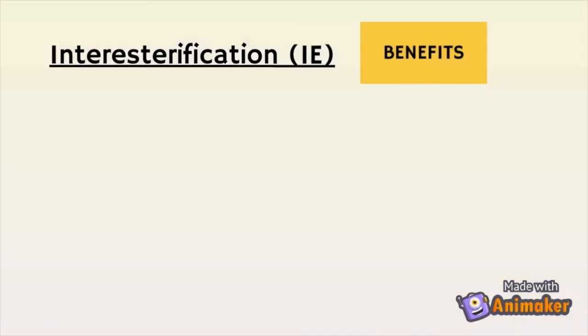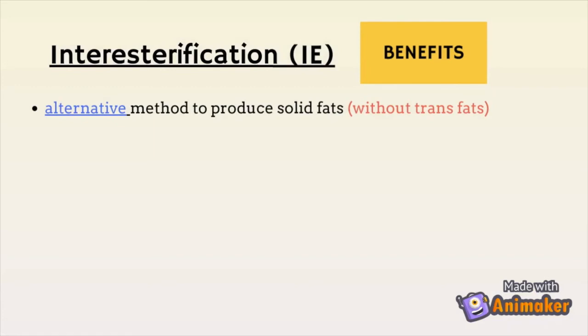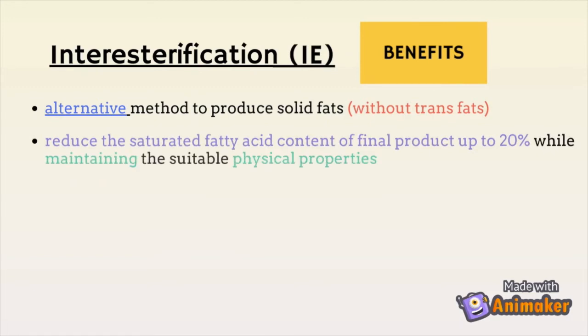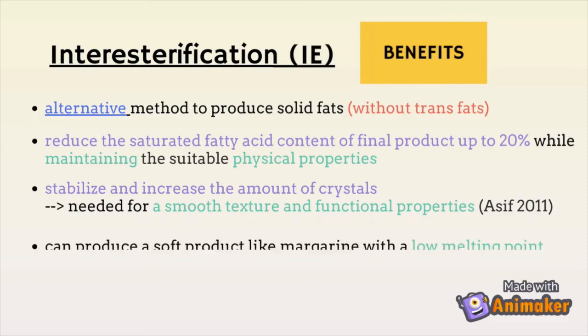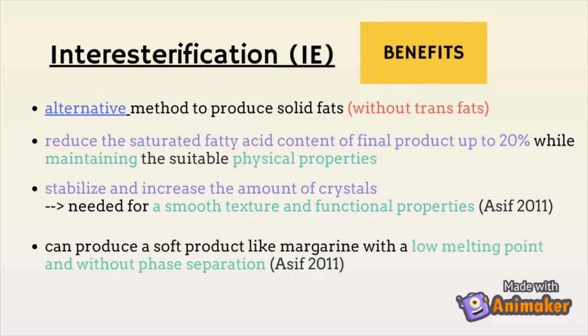Inter-esterification is an alternative method of producing solid fat that does not generate trans fatty acid. It can reduce the saturated fatty acid content of the final product by up to 20% while maintaining suitable physical properties. It helps stabilize and increase the amount of crystals which are needed for smooth textures and functional properties. A softer product like margarine with a low melting point and without phase separation can be produced through inter-esterification.